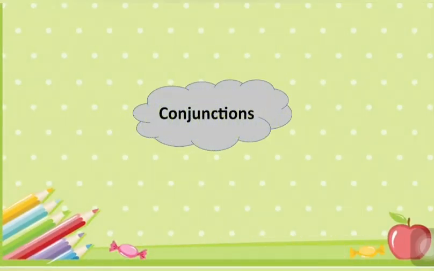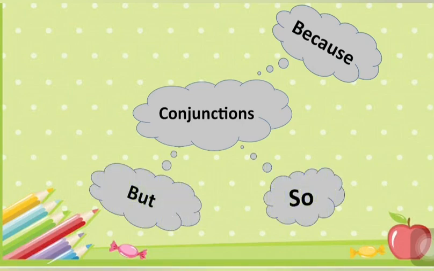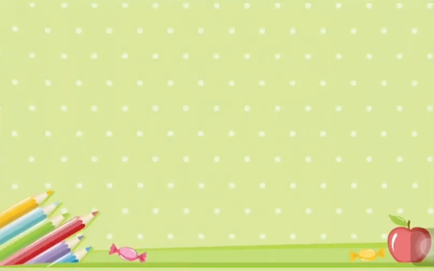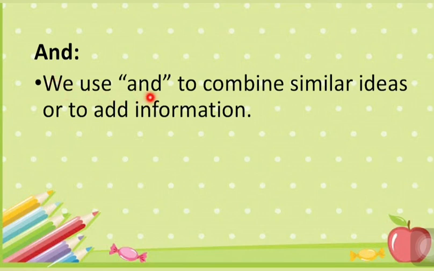Now children, in this lesson we will study about 4 conjunctions specifically. These are because, so, but, and. Now, how to use and to connect 2 sentences or additional information. We use and to combine similar ideas or to add information.